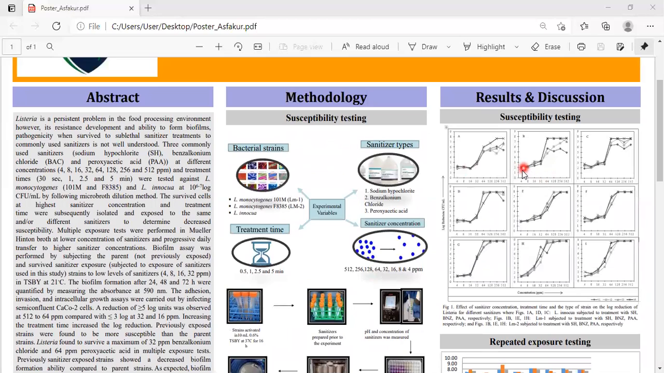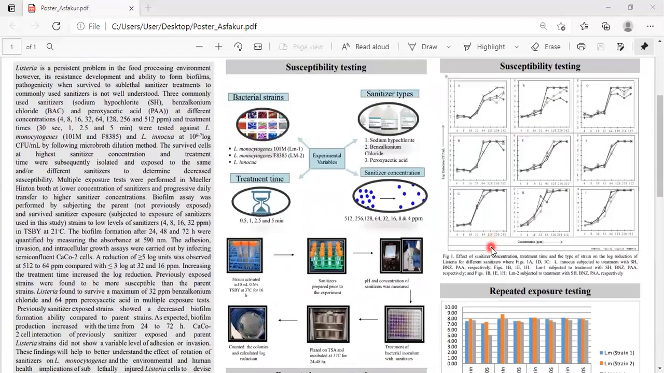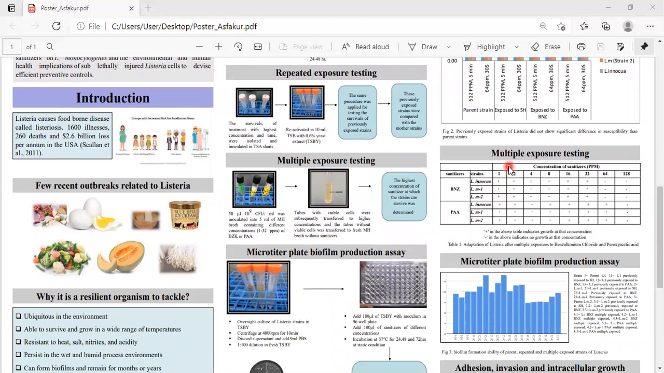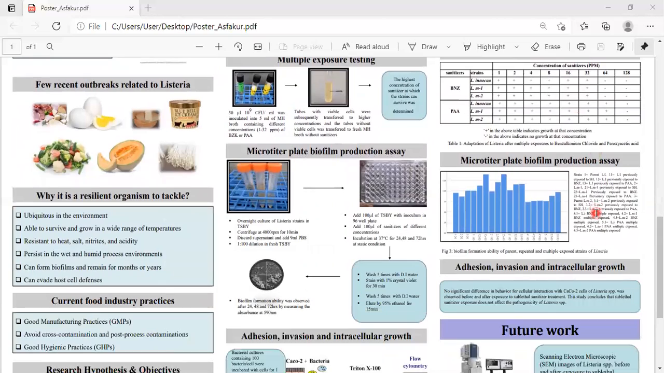In susceptibility testing, we can see that from 32 to 4 ppm there was no significant reduction by all three sanitizers, but from 512 to 64 ppm there was a significant reduction of the bacterial population. In repeated exposure we did not observe any significant difference in the behavior of parent and previously exposed bacterial strains. For multiple exposure testing, the result we found was that 32 ppm of benzalkonium chloride and 64 ppm of peroxyacetic acid were the highest concentrations where cells can survive.